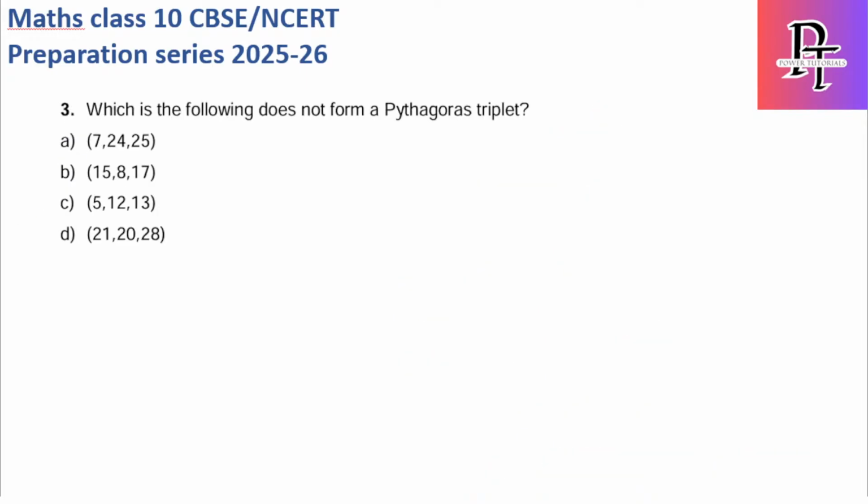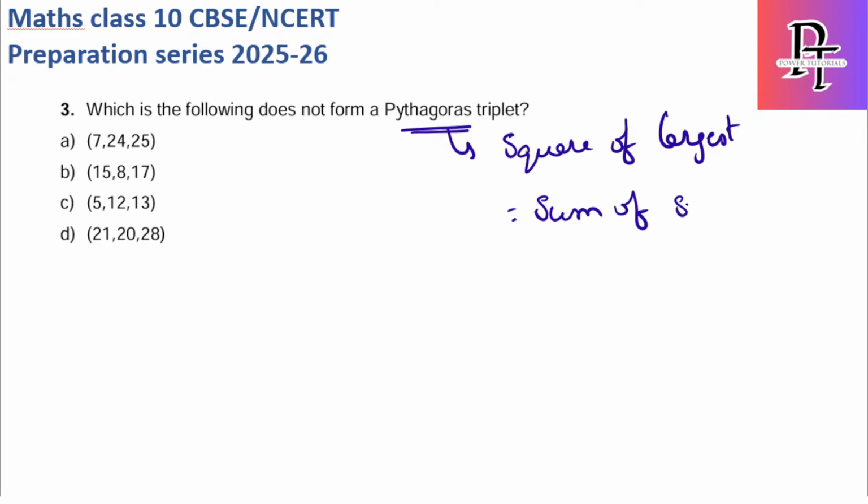Which of the following does not form a Pythagoras triplet? So for a Pythagoras triplet, what should be the condition? The square of the largest side should be equal to the sum of squares of the other two sides.